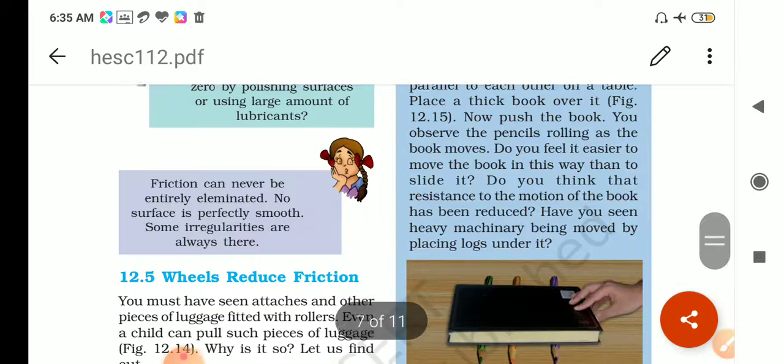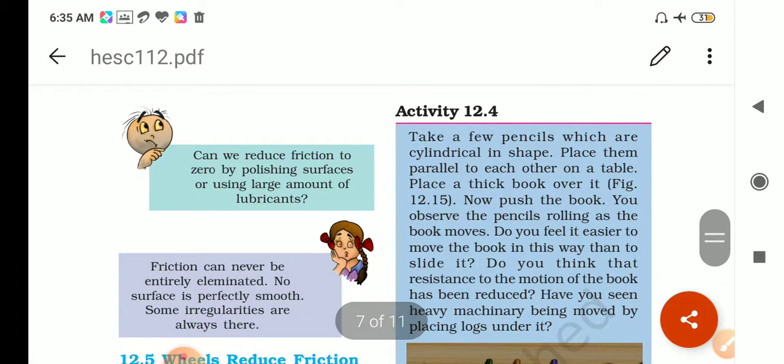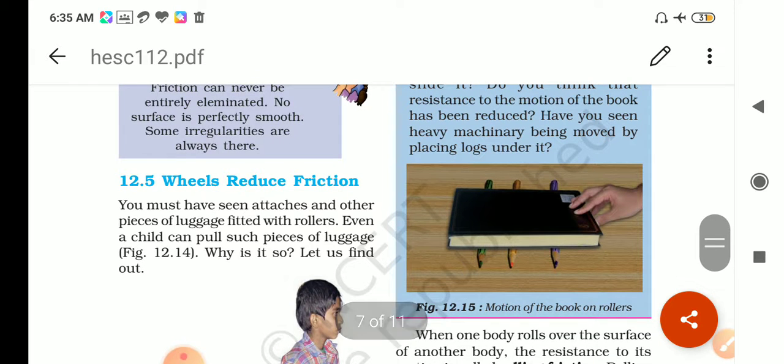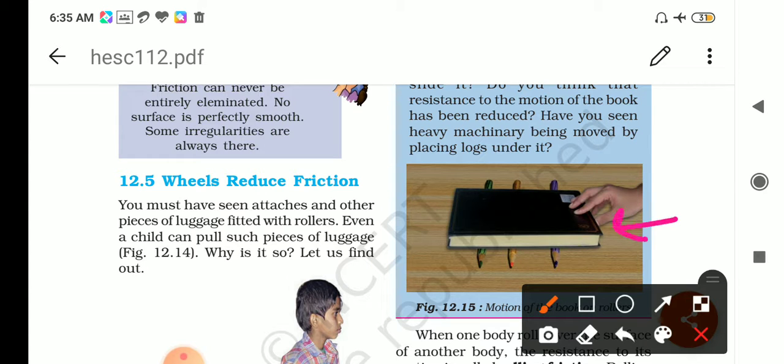Now see one of the activities. In this activity, we will take three pencils. These pencils should not be hexagonal; they should be rounded. Then put this book over them and push it from one side. What will happen? This book will easily move ahead over these pencils. In this case, the friction applying here is rolling friction, and due to this rolling friction, this book can move easily.